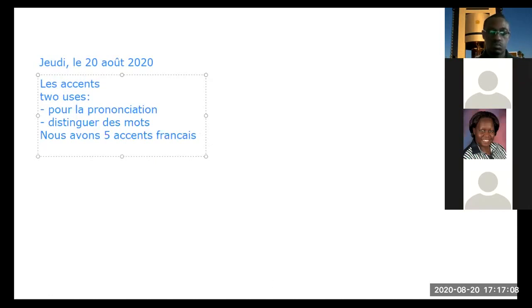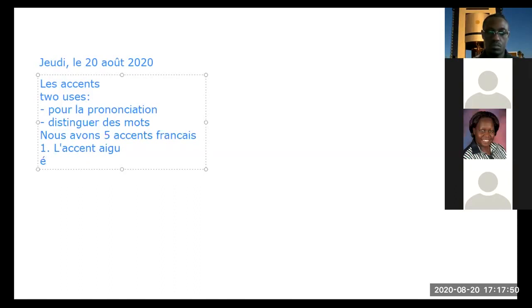We call it l'accent aigu, or sharp accent. This accent is normally placed on letter E. It is very, very common with letter E. And whenever you see it, it sharpens the E to be pronounced like an A sound.